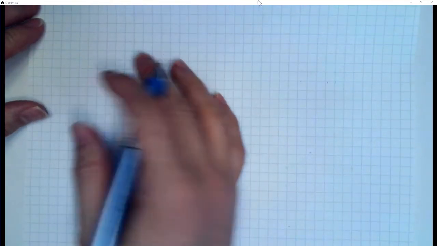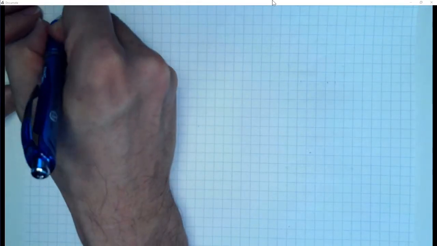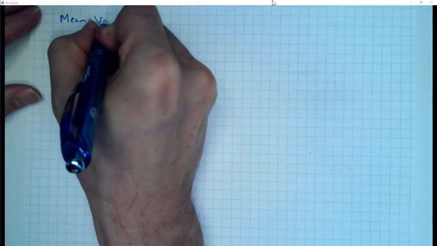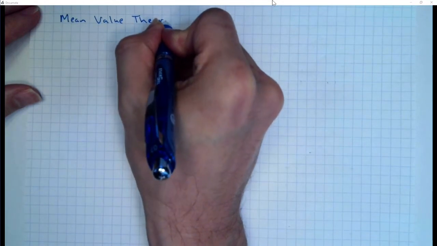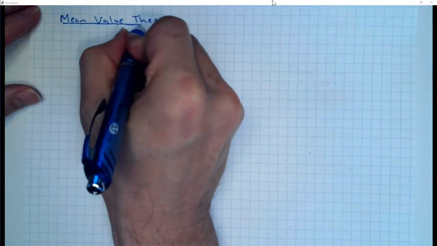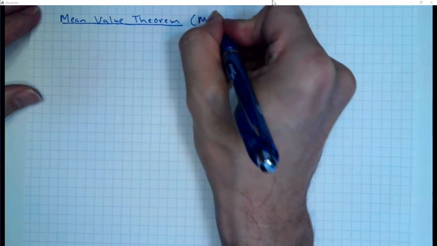This video is going to introduce another one of those existence theorems that are common on the AP test. This video will address the use of mean value theorem for derivatives. There is another mean value theorem for integrals, but this mean value theorem only involves derivatives, commonly abbreviated MVT.